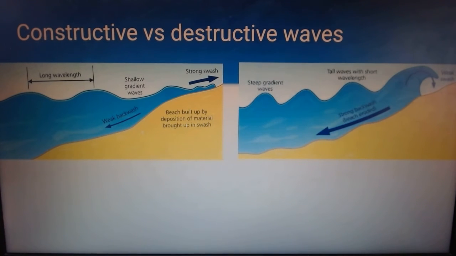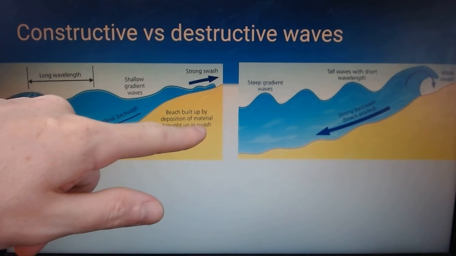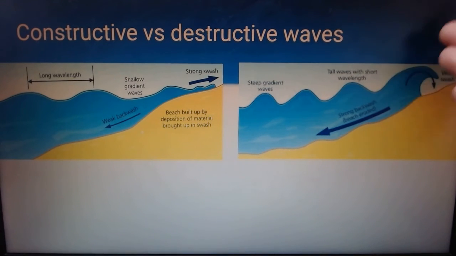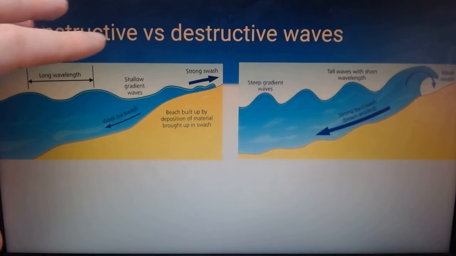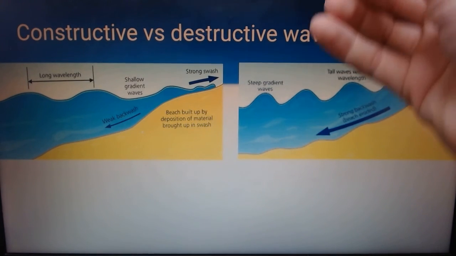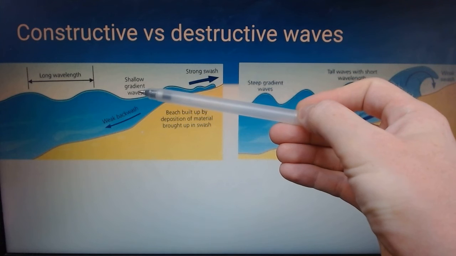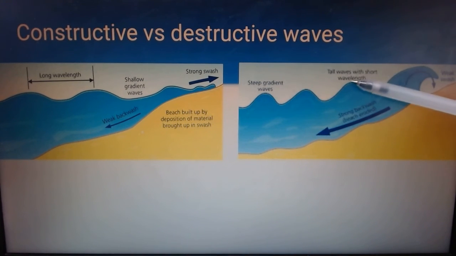The waves are one thing that influence the coast massively. Constructive waves, shockingly enough, lead to more deposition, and they build up the beaches by depositing material. Destructive waves are the opposite. They destroy beaches, they cause high levels of erosion, and they take material away. The good thing is you really only need to know one of these because the other one is just the opposite. So constructive have long, shallow waves, whereas the destructive have steep waves, very tall and short.